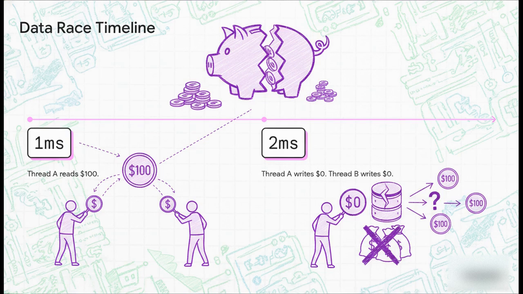If we map this out on a timeline, at exactly the 1 millisecond mark, both threads read the same stale $100 balance. Then, at 2 milliseconds, they both subtract $100 and write a new balance of 0 back to the database. Thread A took $100, thread B took $100, but the account only dropped from $100 to 0. The final database total is completely corrupted, and the bank just lost money. Because both operations read stale data before either completed, the application entered a highly dangerous state.